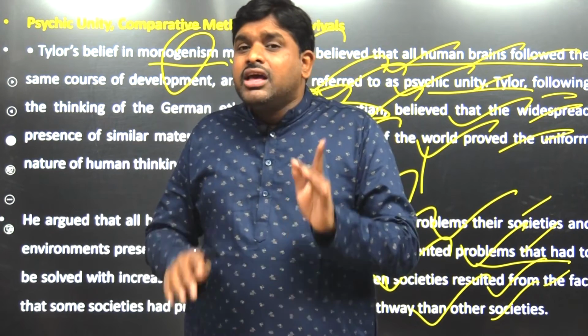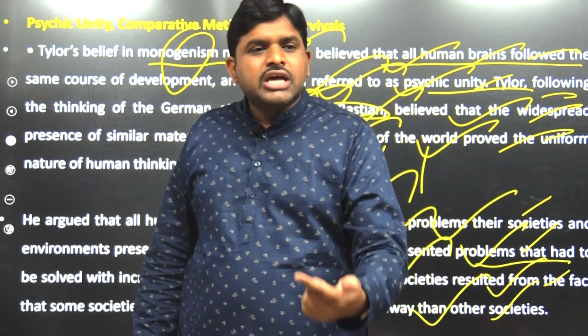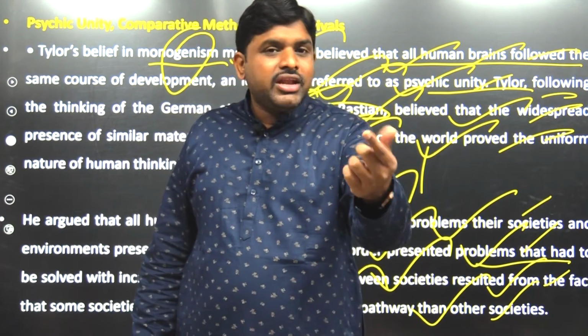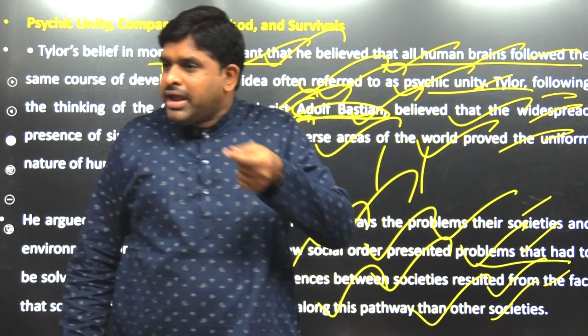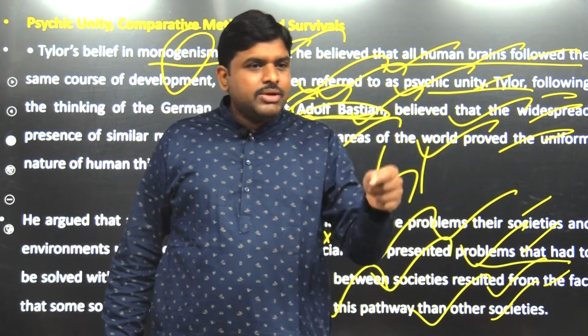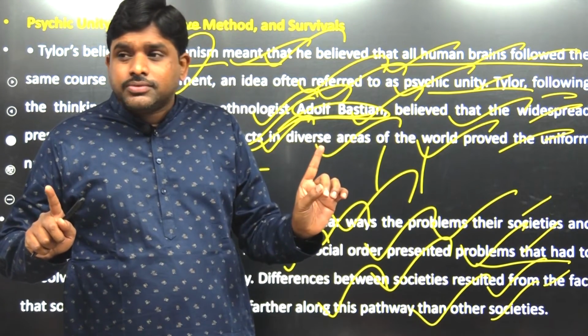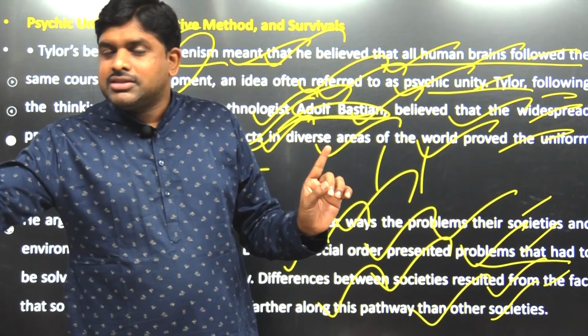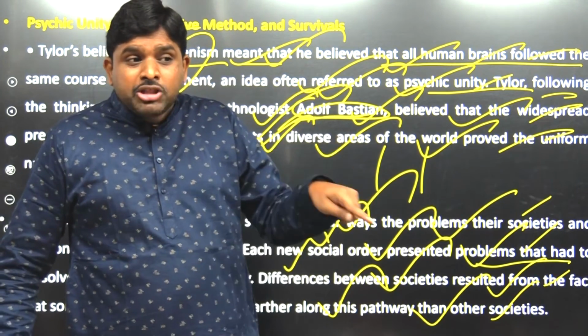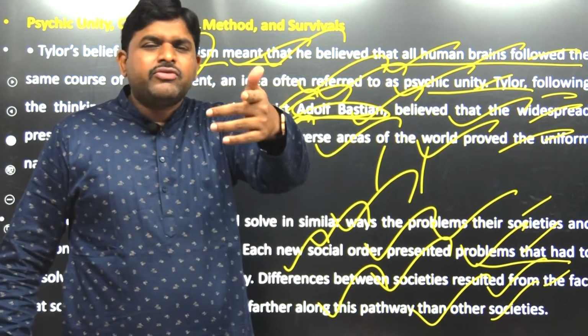But in the long run, everyone should reach savagery, barbarism and civilization. Some will be quicker, some will be delayed. But what are the universal stages? Savagery to barbarism to civilization. Based upon the environment, the evolution will happen.